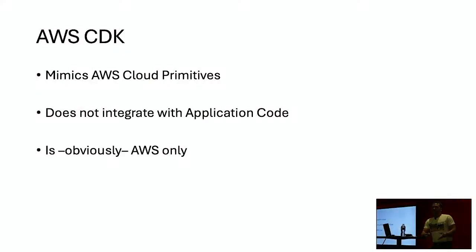So what CDK did, or still does, is it mimics the cloud primitives that AWS provides you. And now a question: how many services are there in AWS right now? Yeah, a lot? Any guesses? It's about 250 or something. So it's easy to lose track of them. And it does not integrate very well with your application code. We'll see what that means in a second.